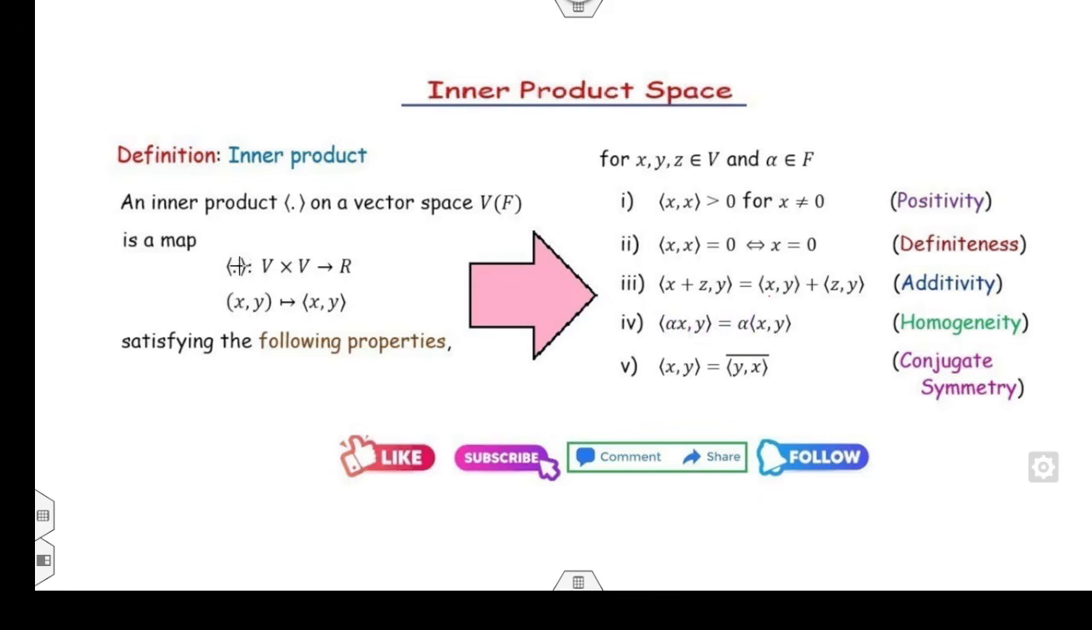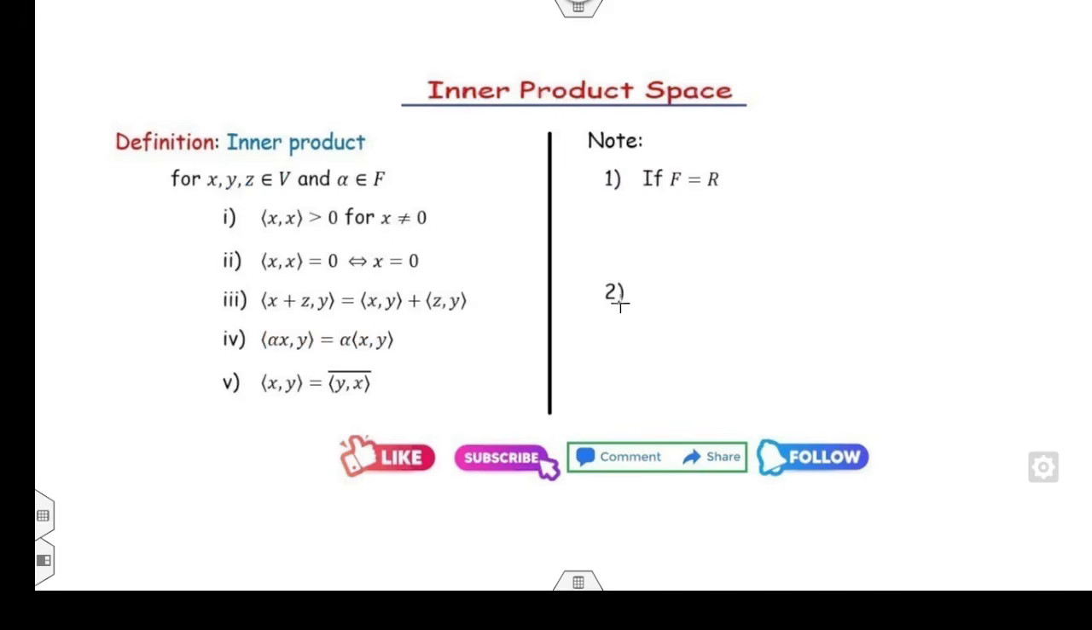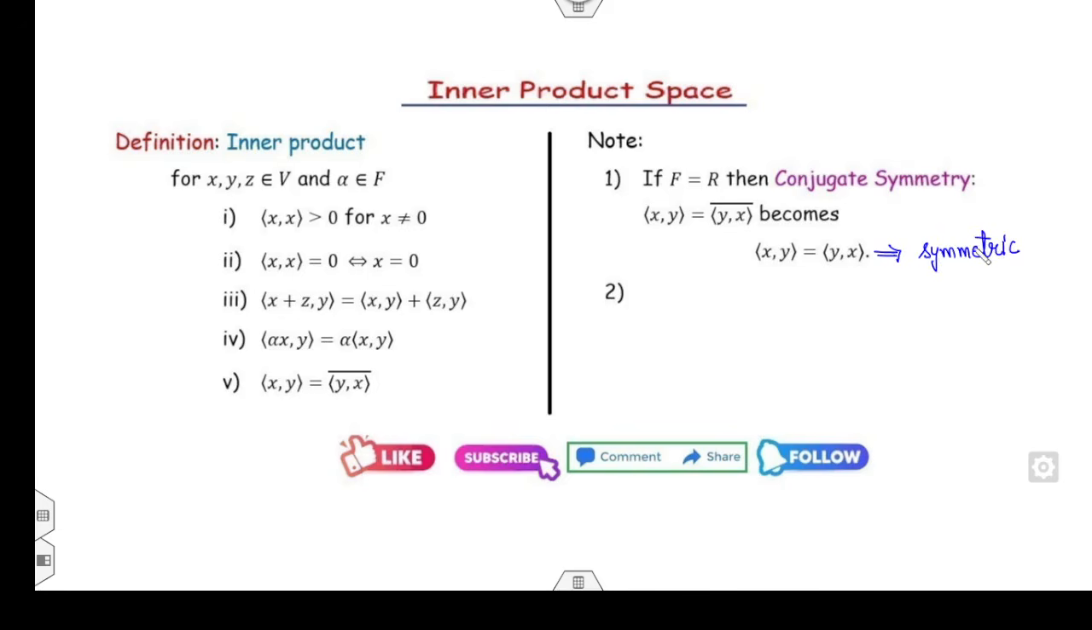Fine. और कोई भी ऑपरेशन, any operation which satisfies these 5 properties, then the vector space V is said to be an inner product space. Some special cases are there. If you consider F is my R, that means if I consider alpha is my real number, and we all know whenever alpha is a real number, what is the alpha complex conjugate, which is again the same. So that means the last property, the conjugate complex property, becomes my symmetric property. Fine. It is my symmetric property.